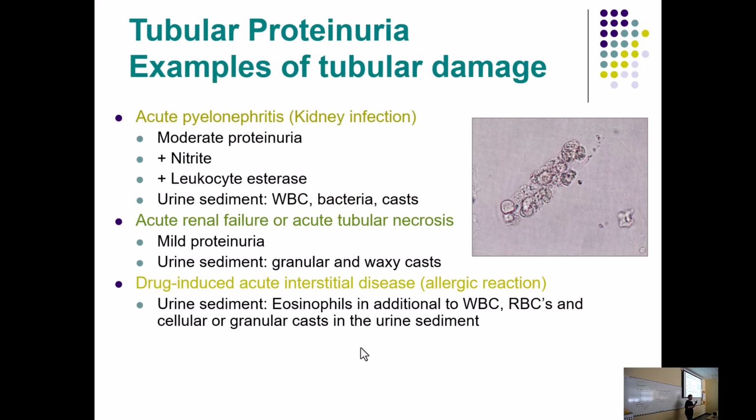Tubular proteinuria is when you have tubular disease. There's tubular damage, things happening there. Acute pyelonephritis, which is a kidney infection, we're going to see moderate proteinuria on the strip. We're going to see the albumin, positive nitrites, positive leukocyte esterase, and in the sediment, white cells, bacteria, and casts. Acute renal failure or acute tubular necrosis, dying of the tubules, we're likely to see mild proteinuria, and the urinary sediment is going to have granular and waxy casts. Drug-induced acute interstitial disease, allergic reactions. Urine sediment is likely to have eosinophils in addition to red cells and white cells.